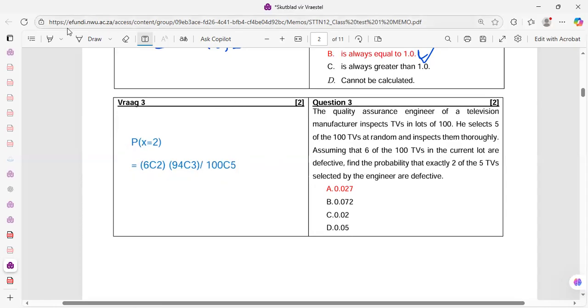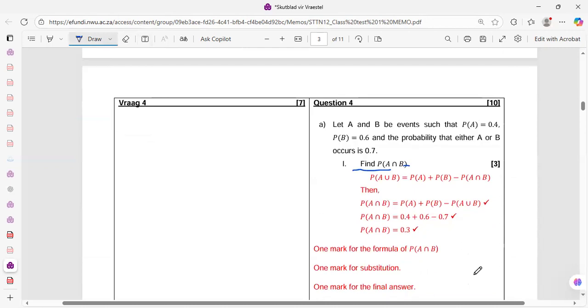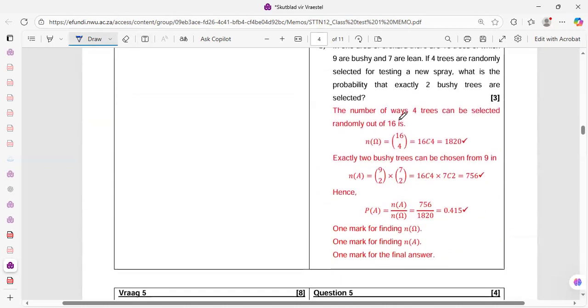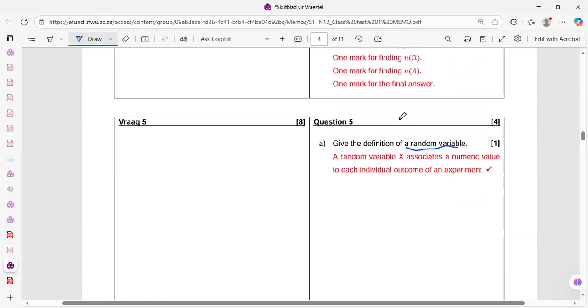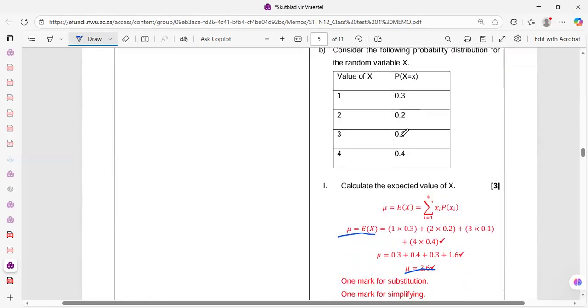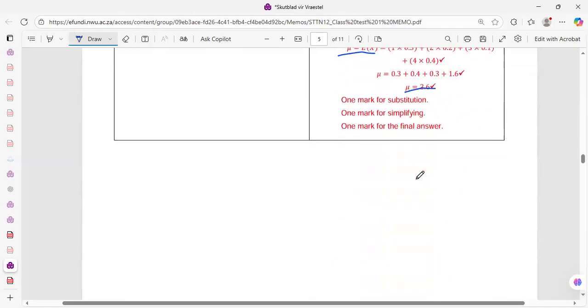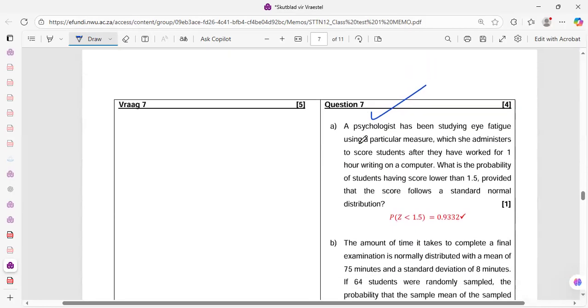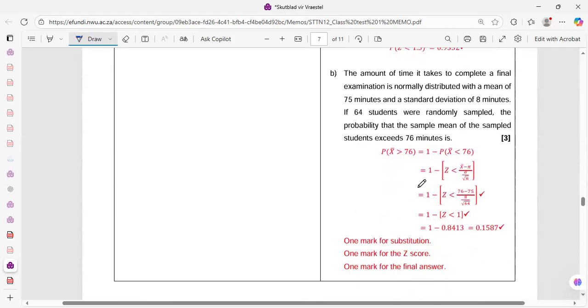So I believe that now you guys understood. You can do this one, because I've explained this kind of questions, and also the combination, the random variable on part 1 and part 2, and also the expected value, and the binomial distribution and the formula. I explained this in the previous question paper.